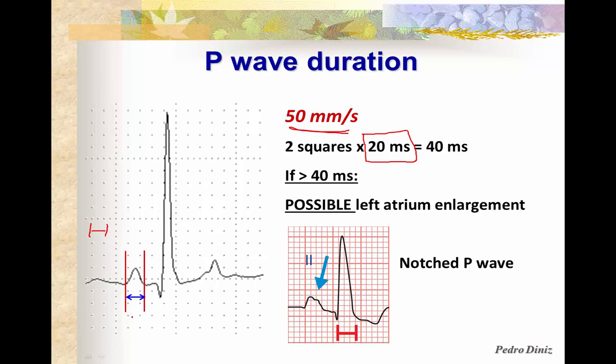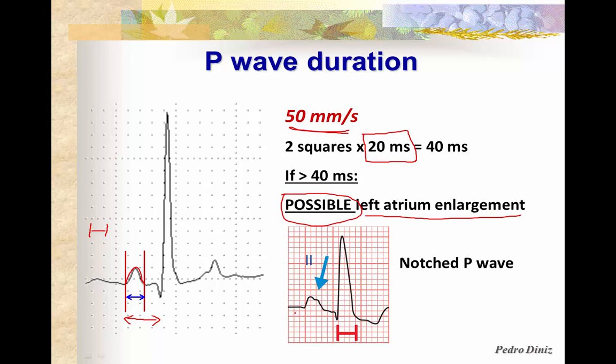A normal P wave in dogs should not be bigger than 40 milliseconds. So here we have an example of a normal P wave because it has exactly two boxes. If the length of the P wave is longer than that, it could be associated with left atrium enlargement. Possibly, but not confirmed, because we can see cases when the P wave is enlarged, but using other diagnostic tools, the size of the left atrium is normal. It's not a 100% correlation, so we should always take this with a grain of salt. Always confirm ECG findings with another diagnostic tool.